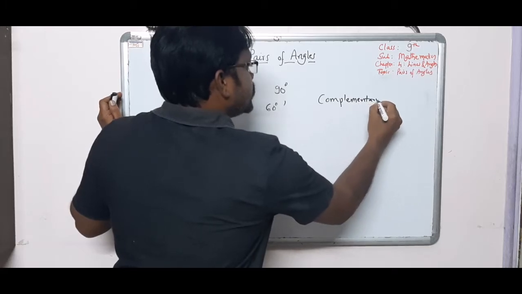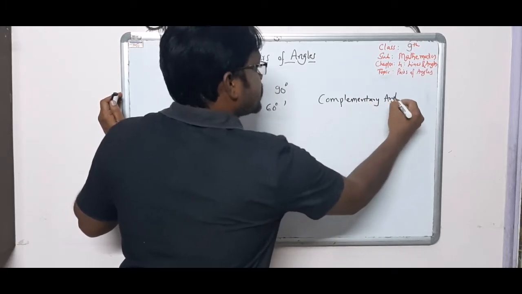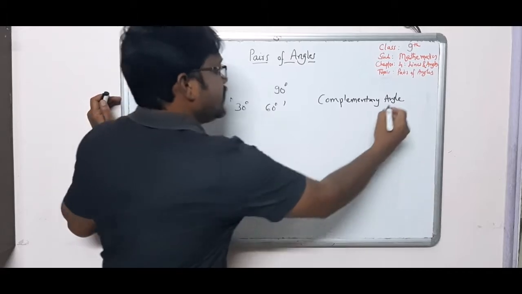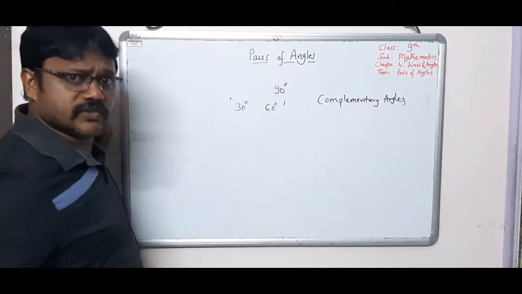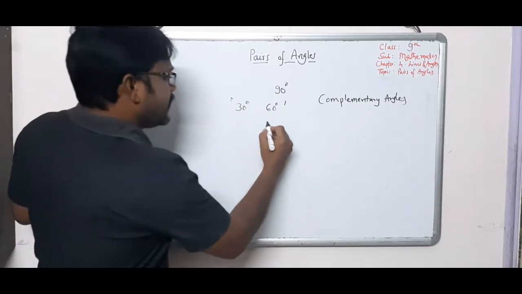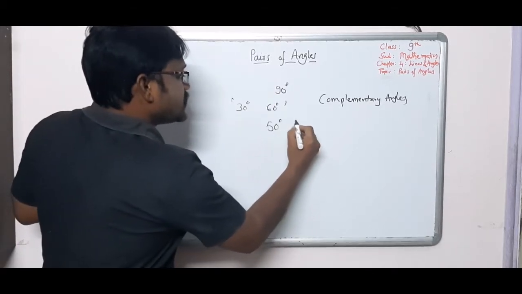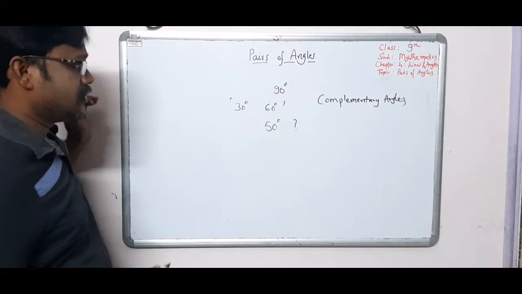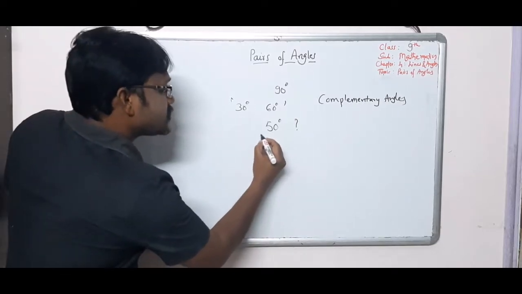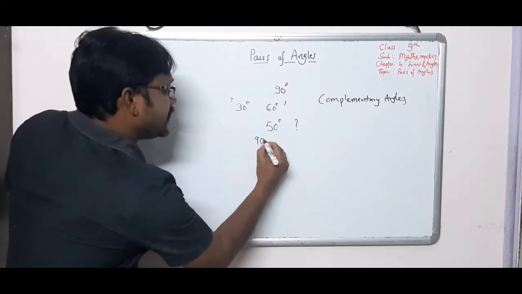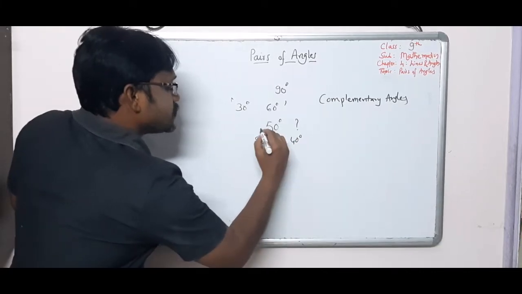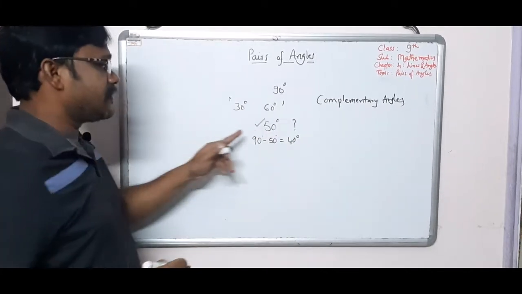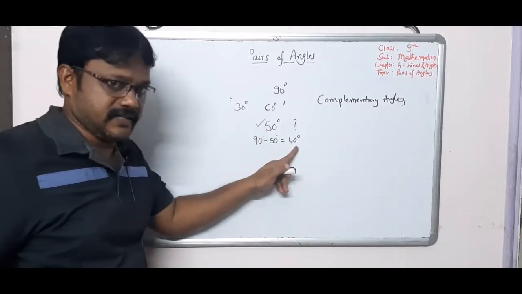I think you knew it well in your previous class. Complementary angles, right? If I ask you one more question, you can easily answer. What is the complementary angle for 50 degrees? Of course, you have to subtract it from 90 to get the other one. So 90 minus 50, that means 40 degrees. So the complementary angle for 50 degrees is 40 degrees.